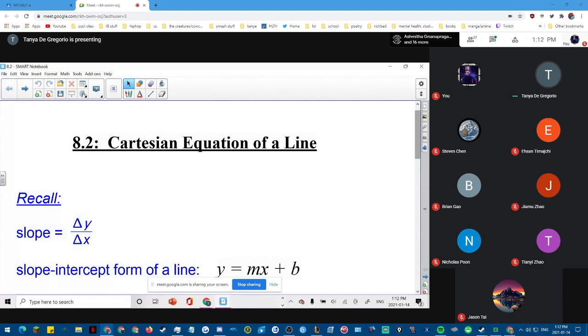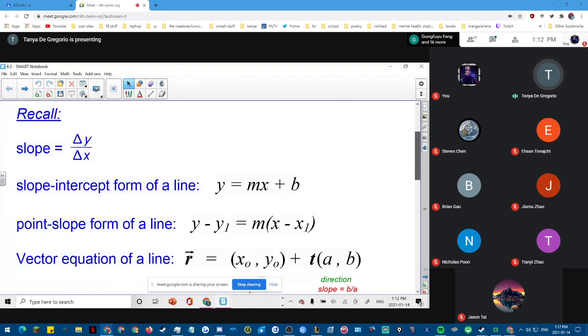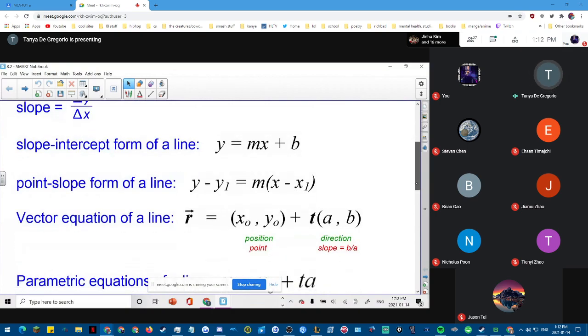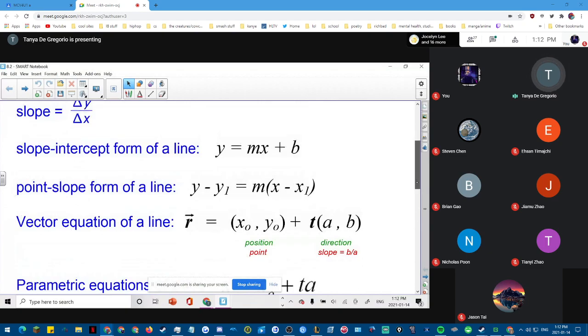So recall, slope we know is the change in y over the change in x, or y2 minus y1 over x2 minus x1. Slope-intercept form of a line is y equals mx plus b. Point-slope form of a line is y minus y1 equals m times x minus x1.